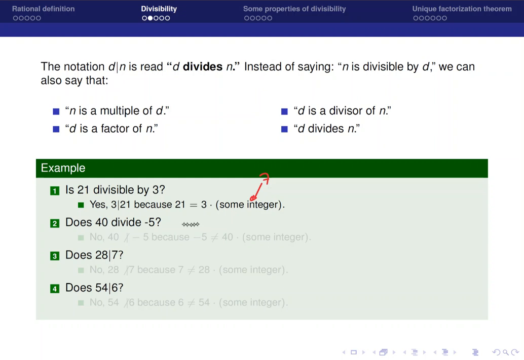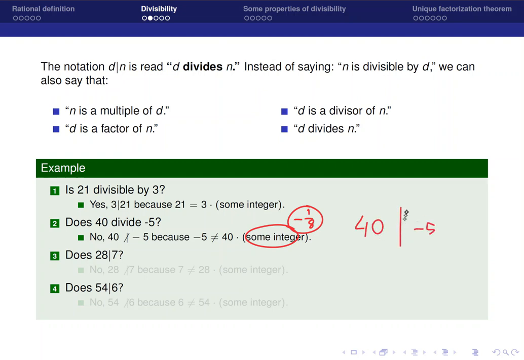Now what about the next one? It says, does 40 divide negative 5? So 40 slash negative 5. Is that true? The answer is no, it is not true, because negative 5 is not 40 times an integer. There is no integer that we can place right here to get negative 5 at the end when we multiply by 40. As a matter of fact, the number would have to be negative 1 over 8, which is a rational number. That's not an integer. So we say that 40 does not divide negative 5. So how do we say 40 does not divide negative 5? We write the slash notation and we just cut it. That means does not divide.